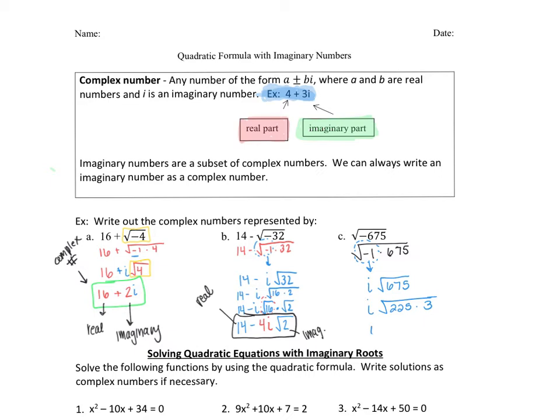Okay, so now I'm just going to take the extra step to break it down. Okay. And I know that the square root of 225 is 15. So 15i times the square root of 3 is my answer. The square root of 3 cannot be simplified. Okay? So it just stays the square root of 3.